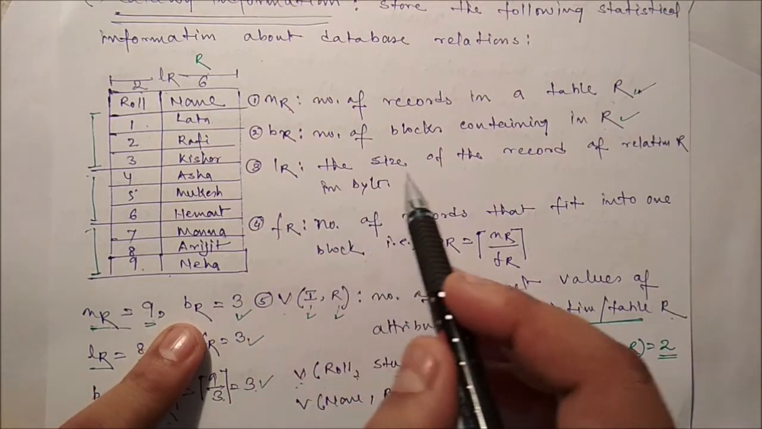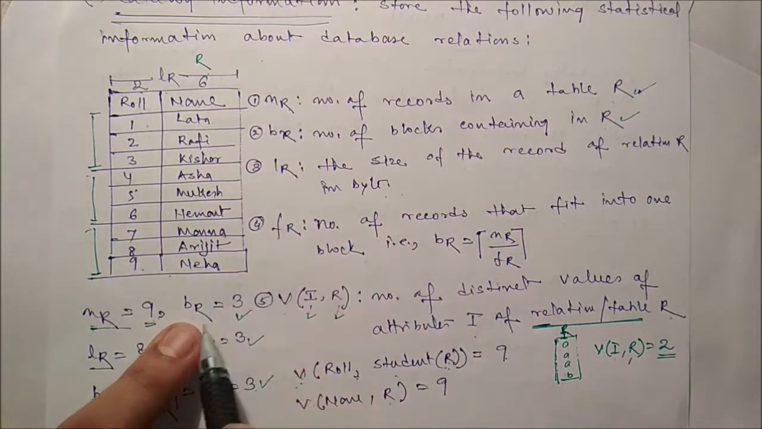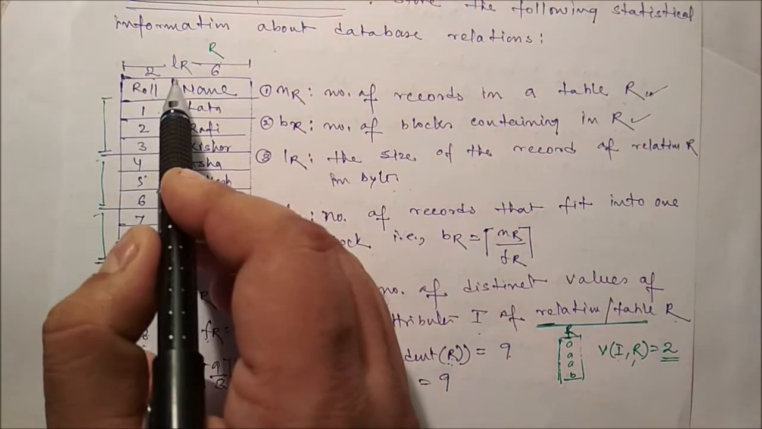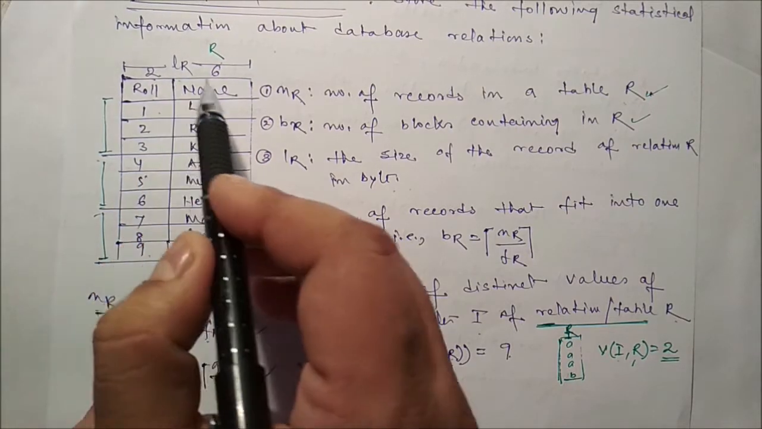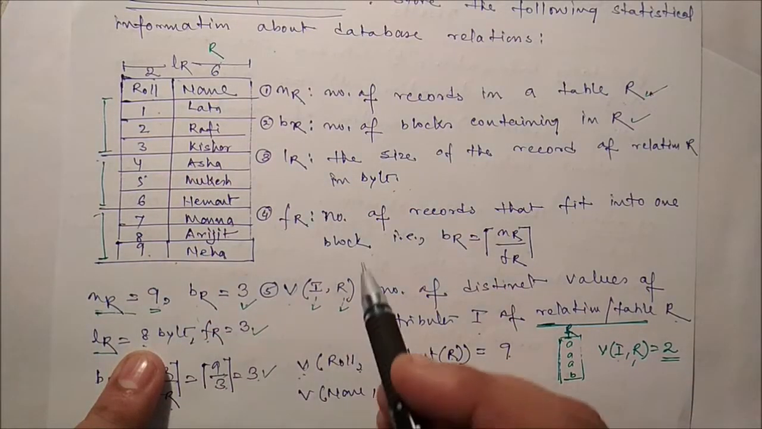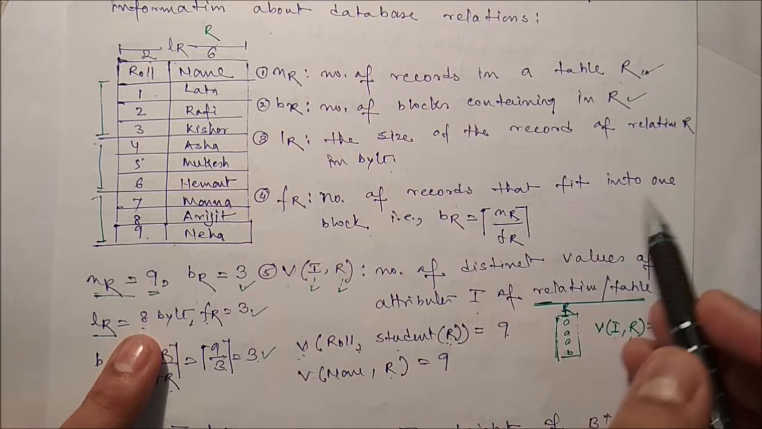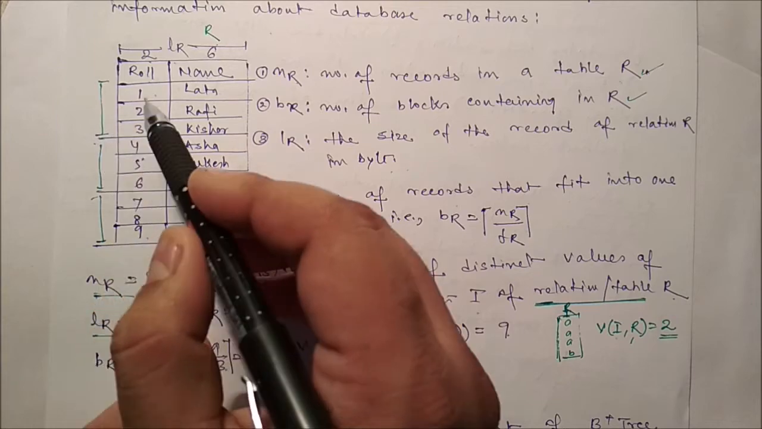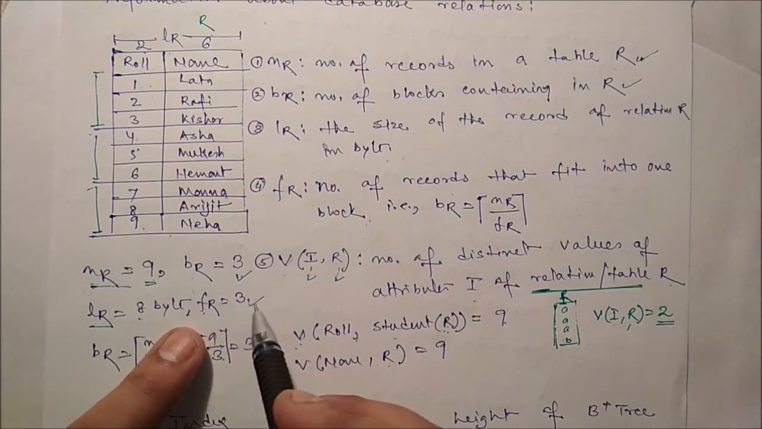lR is the size of a record of relation R in bytes. So what is the size? Here lR is 8 bytes. 8 bytes means 2 bytes plus 6 bytes. So roll number is, for example, 2 bytes, and name, say, is 6 bytes. So total it is 8 bytes. Next is fR. fR is the number of records that fit into one block. Here each block contains 3 records, maximum it can contain 3 records. So fR is equal to 3.